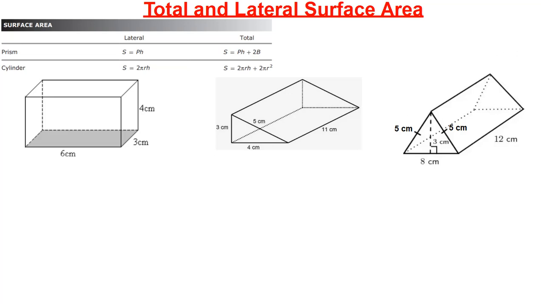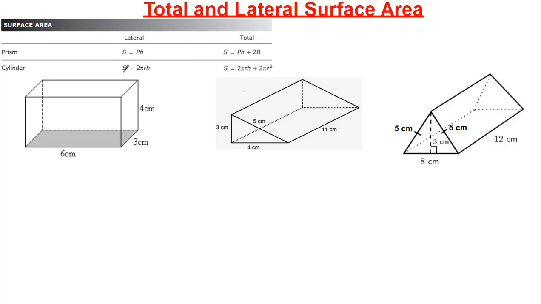So the next topic that we're going to review is total and lateral surface area. Once again, this is another unit in which the formula sheet is going to be very important, and also writing down the formula and substitution is going to be very, very important as well. As you can see here, we have the prism formula for lateral surface area, and the prism formula for total surface area here. And then for cylinders, here's the lateral surface area formula, and here's the total surface area formula.